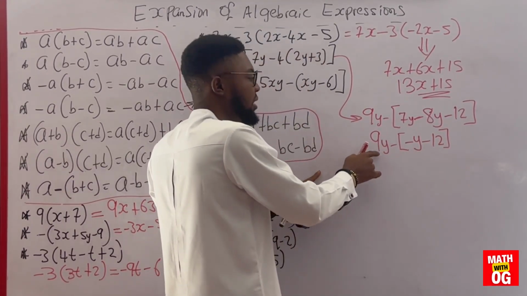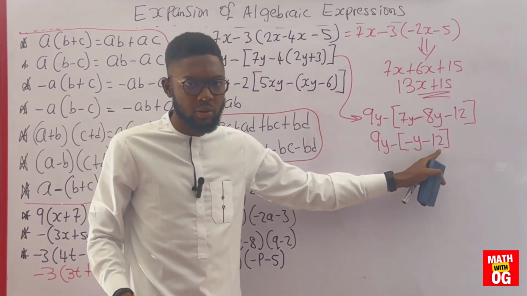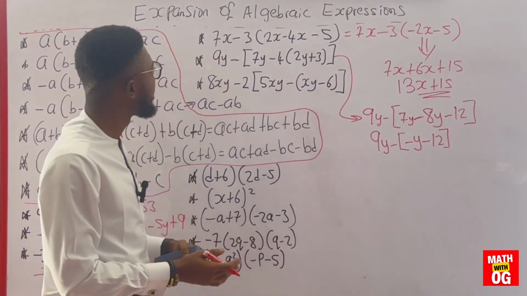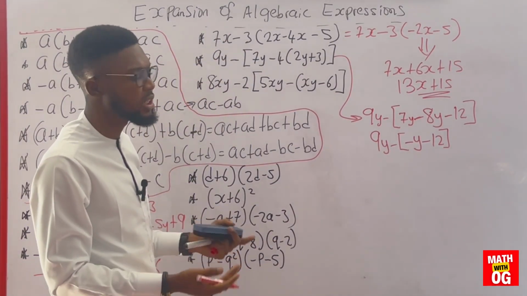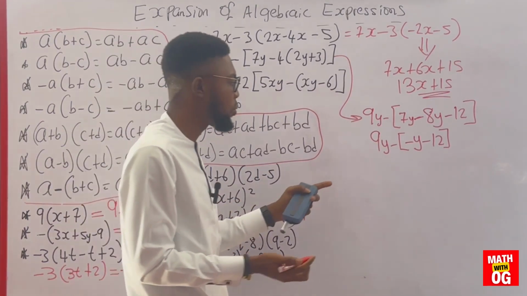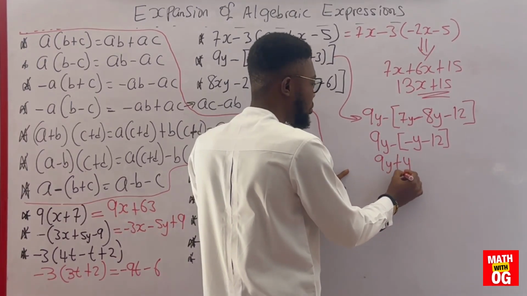Now as you can see, 9y has no business with that bracket. However, minus 1 will open the bracket. Now, what is minus 1 times minus y? Negative times negative is positive. 1 times y remains y. So this is 9y. Negative times negative, positive. So we have a plus y.